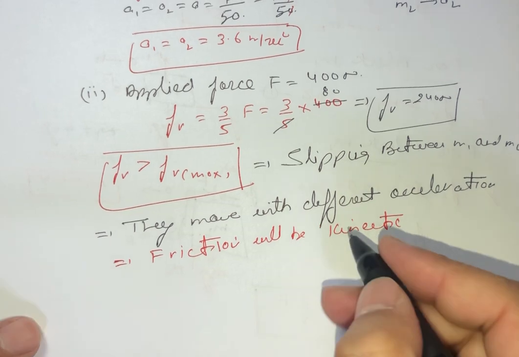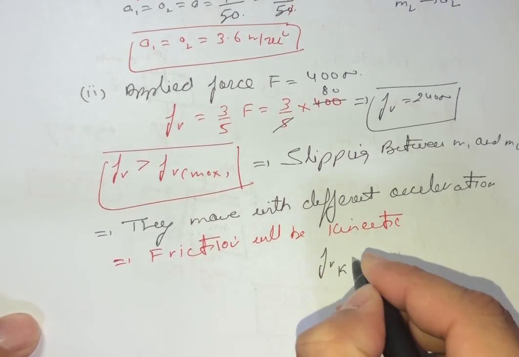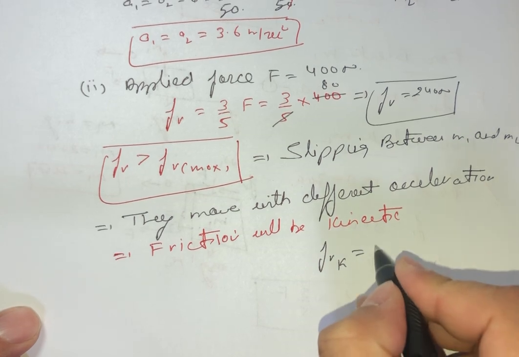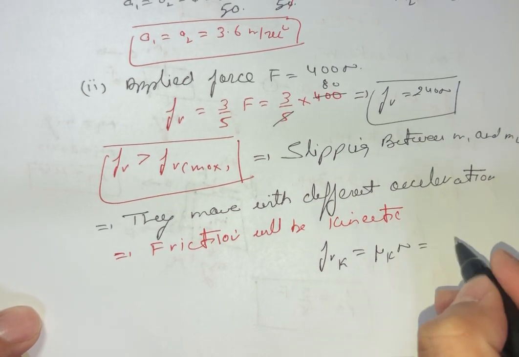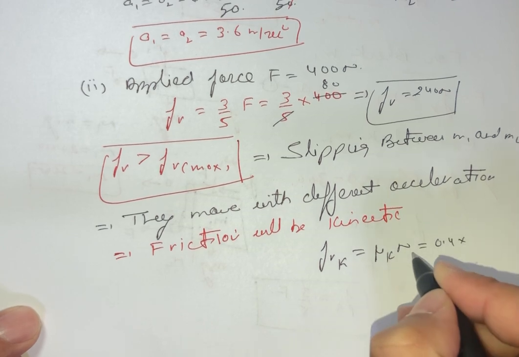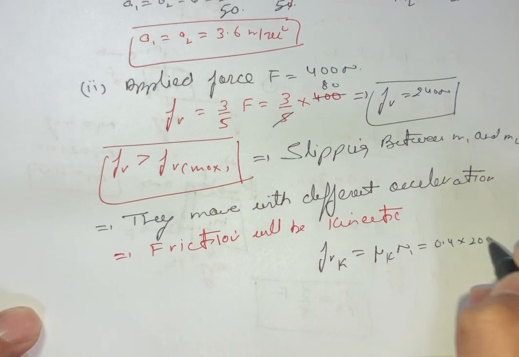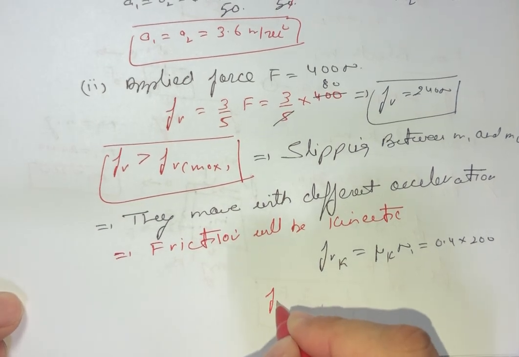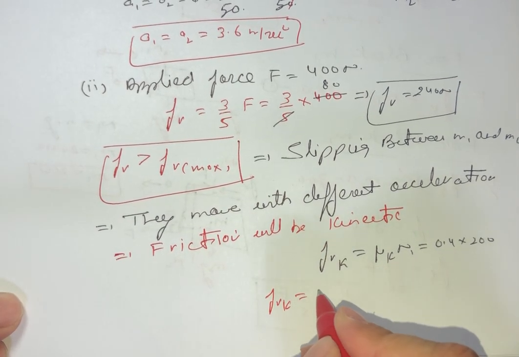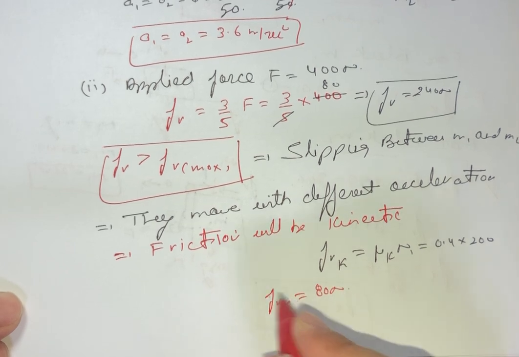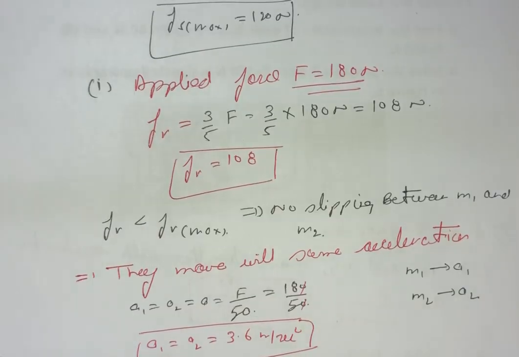So let us find out Frk, which will be equal to mu k into N1. Mu k is given as 0.4, and N1 is 200. So we get kinetic friction Frk is equal to 80 Newton. Next, we are going to find out the value for the respective accelerations, that is a1 and a2.